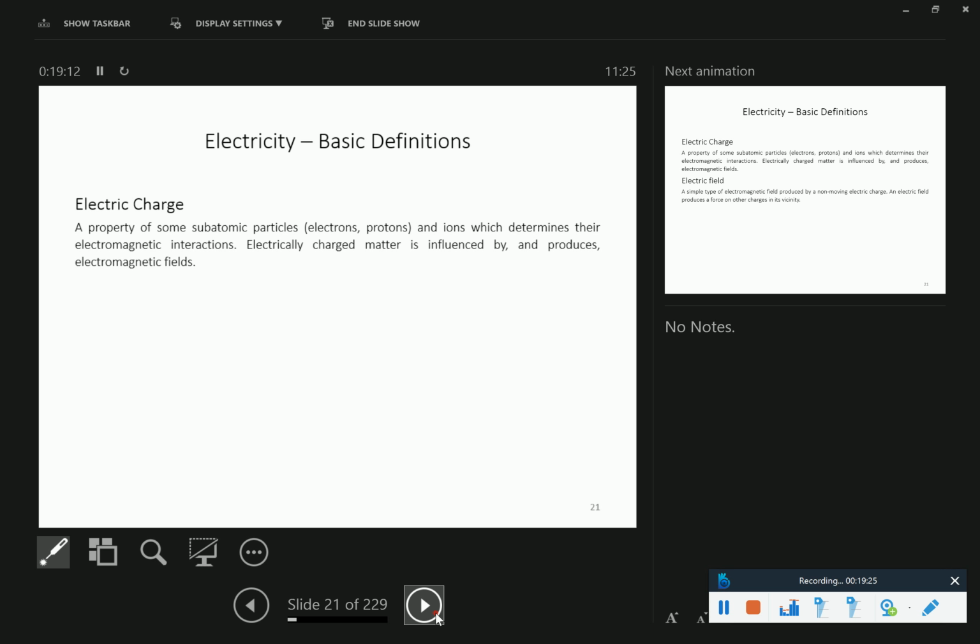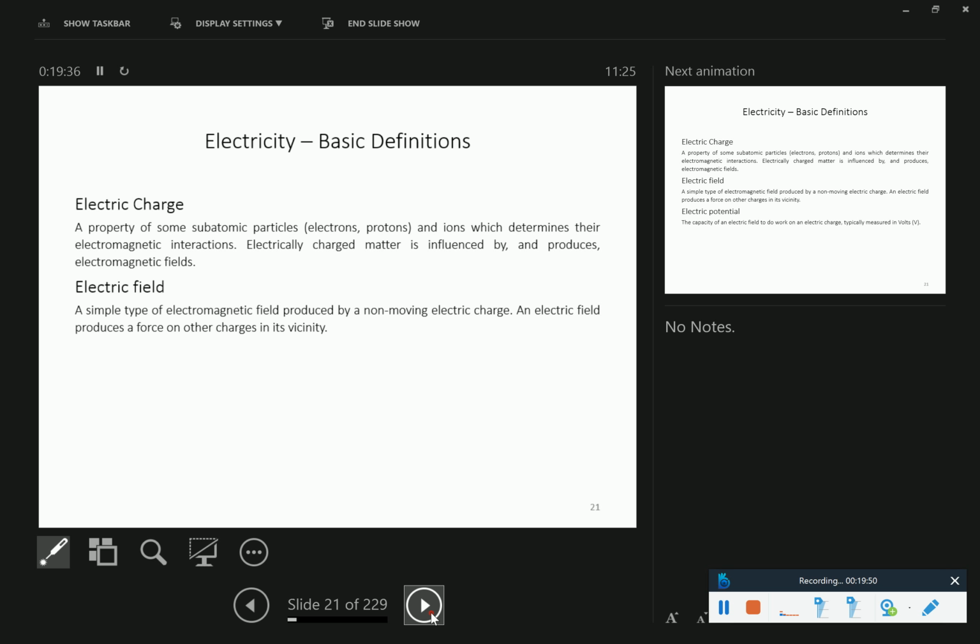So what is electric charge? Electric charge is a property of some subatomic particles, electrons and protons. Not all of them are charged, as you will remember. Neutrons are not charged. And ions, which determines the electromagnetic interactions. Electrical charge matter is influenced by and produces electromagnetic fields. That's a definition that one can live with.